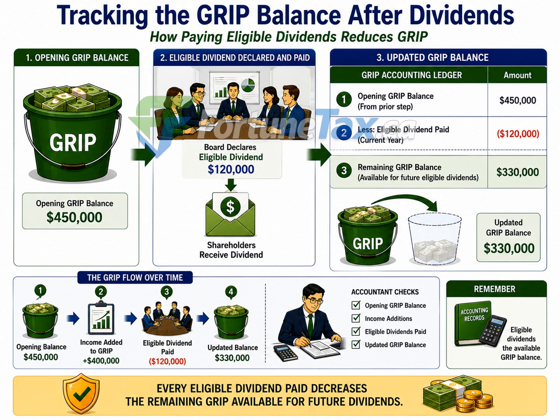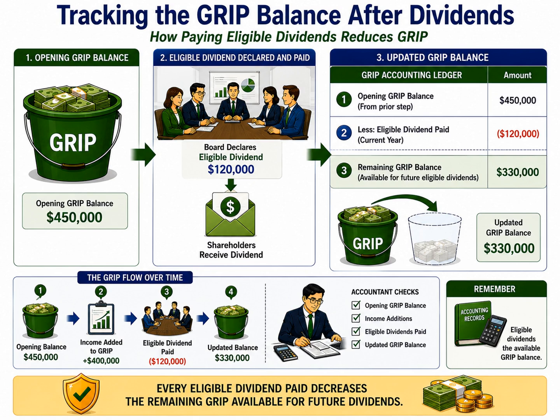A helpful way to visualize this is as a bucket. Earlier, general rate income filled the GRIP bucket. Now, by paying an eligible dividend, the corporation removes part of that balance. The bucket is not empty, it simply contains less than before.